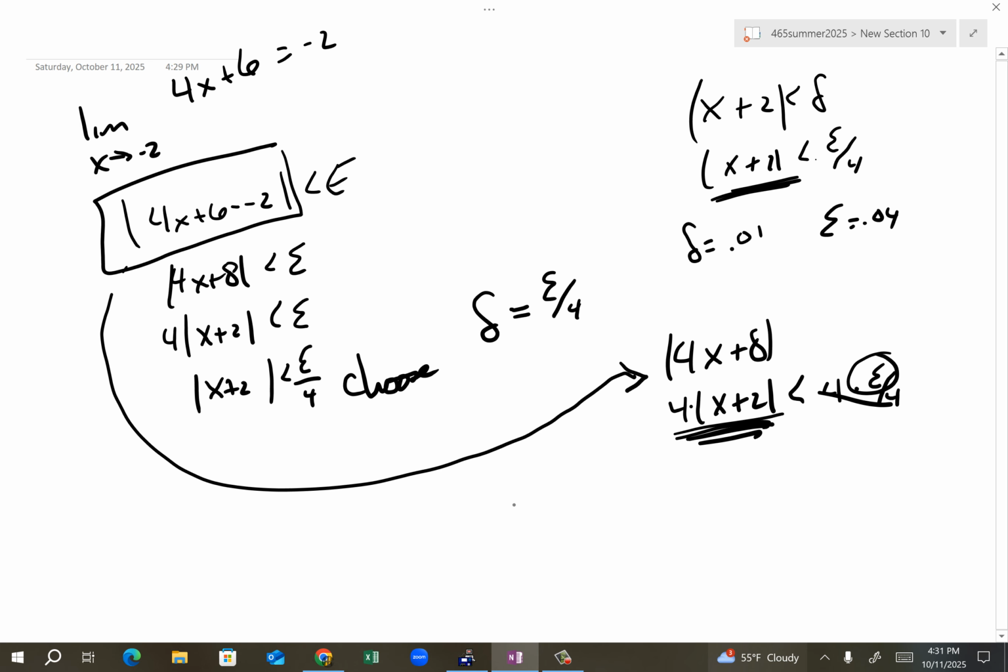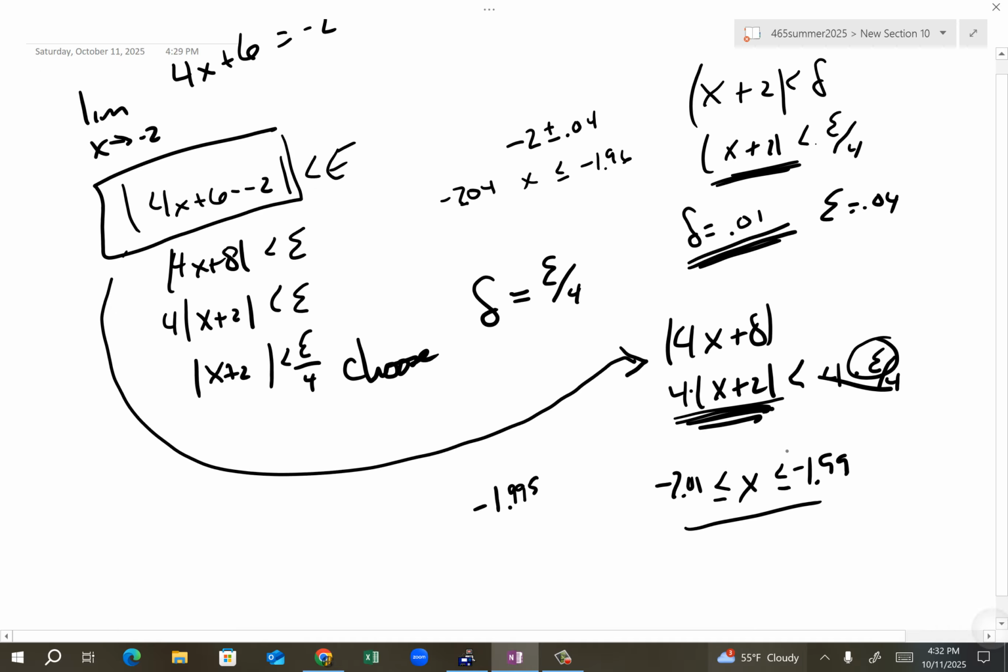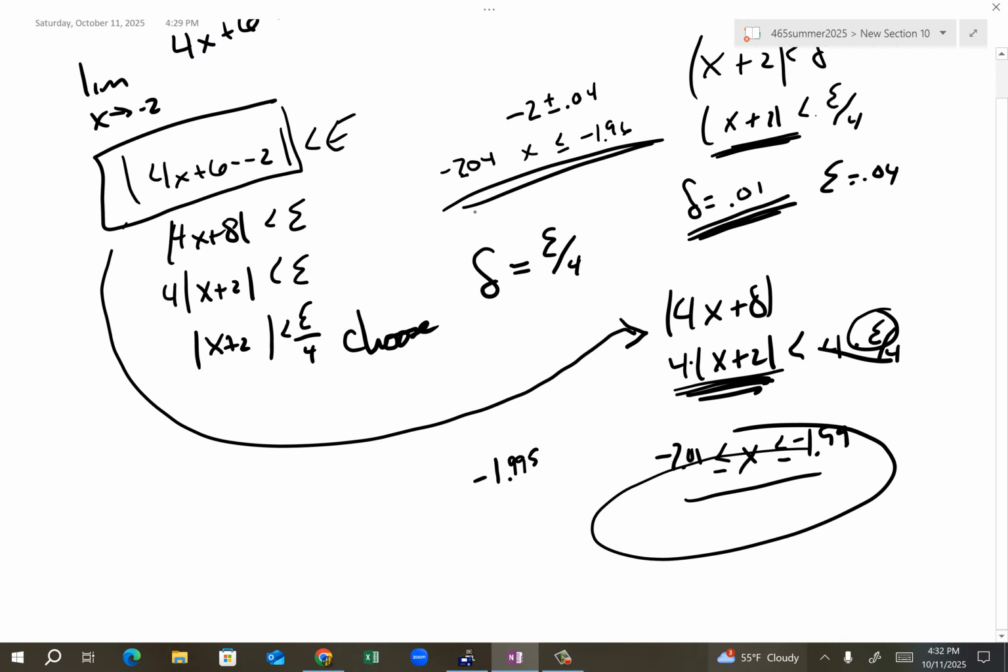What does that mean? Well, let's say we are at negative 1.995 for our x value. You with me? Is that within this value? It is. Then I'm telling you right now, negative 2 plus or minus 0.04 is going to get us to negative 1.96 and negative 2.04. I am telling you right now that if you pick an x that is somewhere between negative 2.01 and negative 1.99, I promise you, you will get a y value that's between those two numbers.